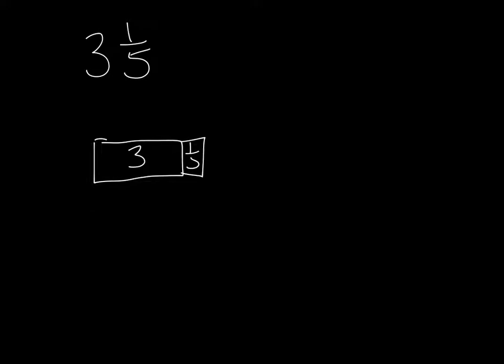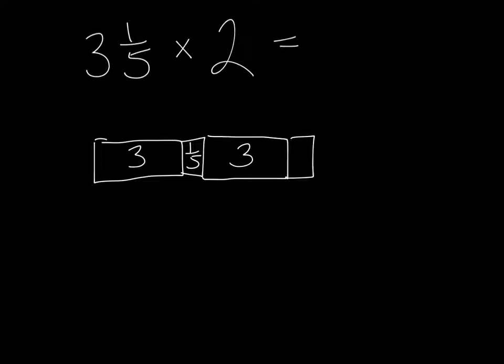First, I'm going to start with the fraction 3 and 1/5, and I can model this using a tape diagram. I have my 3 wholes and 1/5. Now, if I want to multiply this by 2, basically all I'm saying is I have 2 equal groups of 3 and 1/5. So if I duplicate this tape model, so I have 2 equal groups, I have 2 3 wholes, and I have 2 of my 1/5, I would be able to arrive at the answer.